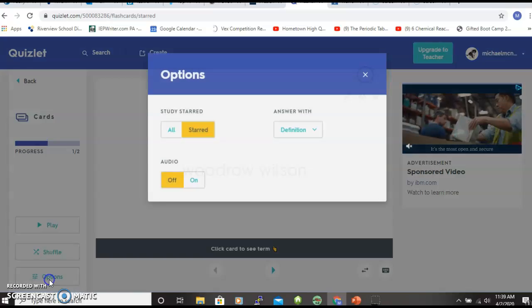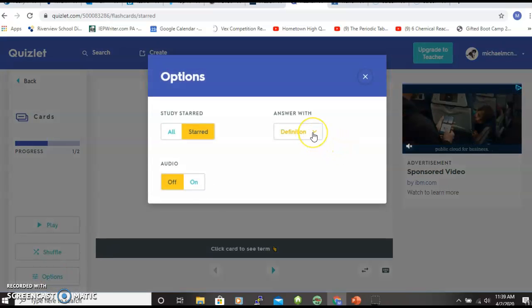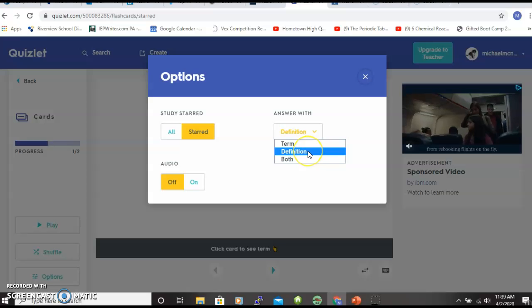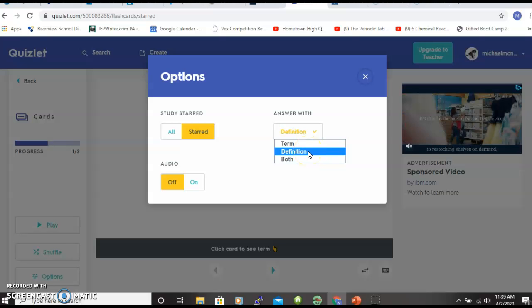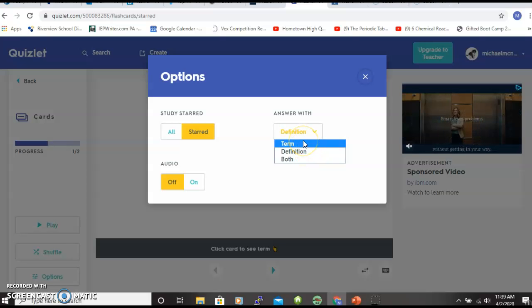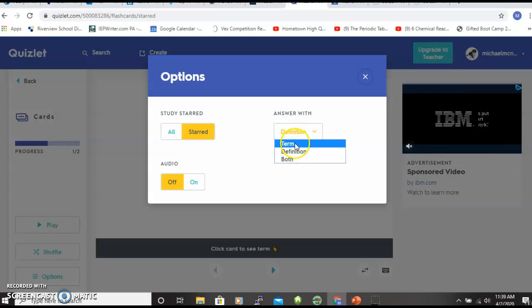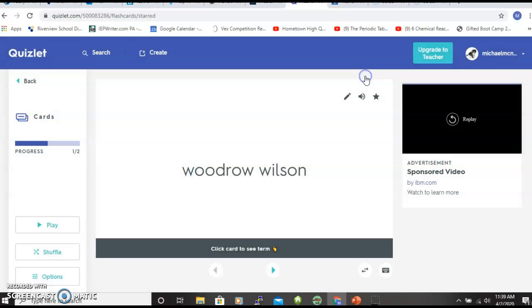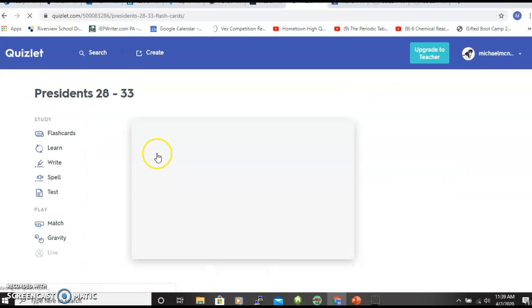So another option that we didn't talk about and we didn't need to use right now is answer with. We had that correctly. We wanted to answer with the definition, but if it wasn't working out well, you could answer with the term. If the questions don't look right to you, try changing this from term to definition or vice versa. So let's go back to our options.